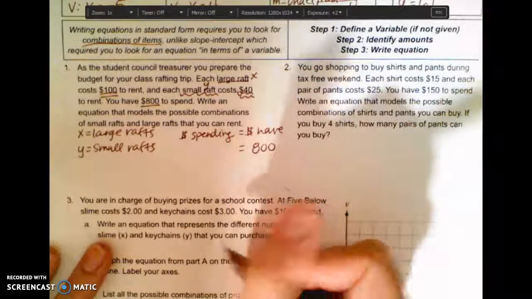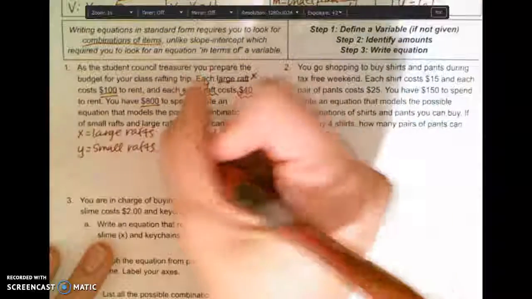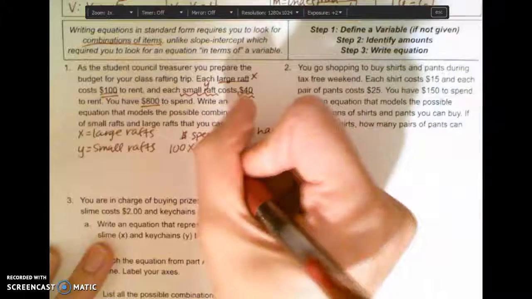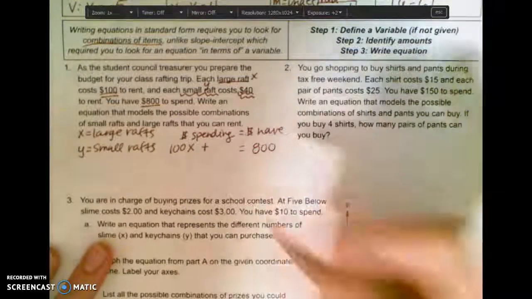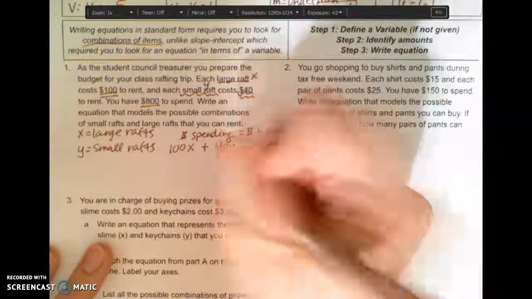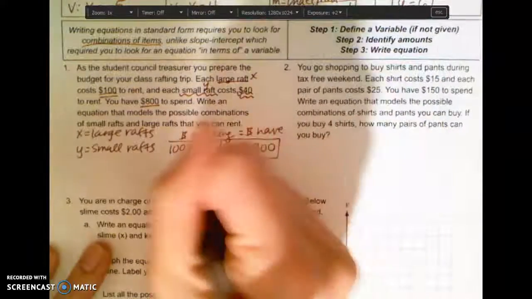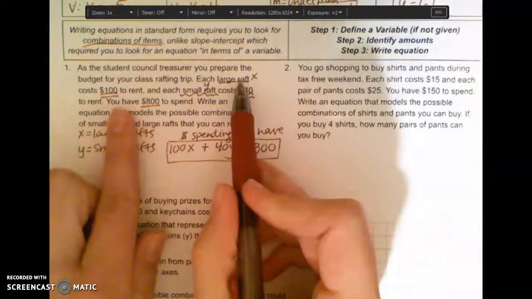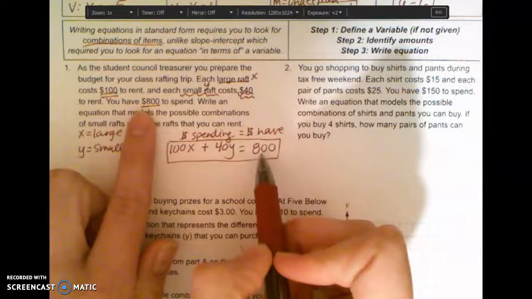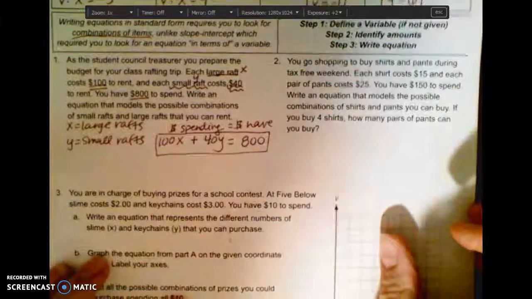Well, what are we spending? For every large raft, we're spending $100. So how do I write that? 100x. What else am I spending? Plus, I am also spending $40 for each small raft. So I'm going to add to that 40y. And there's my equation in standard form. So I have two different things, large and small rafts, with two different costs, and then there is the money that I have to spend. So there's my equation. Let's look at number 2.